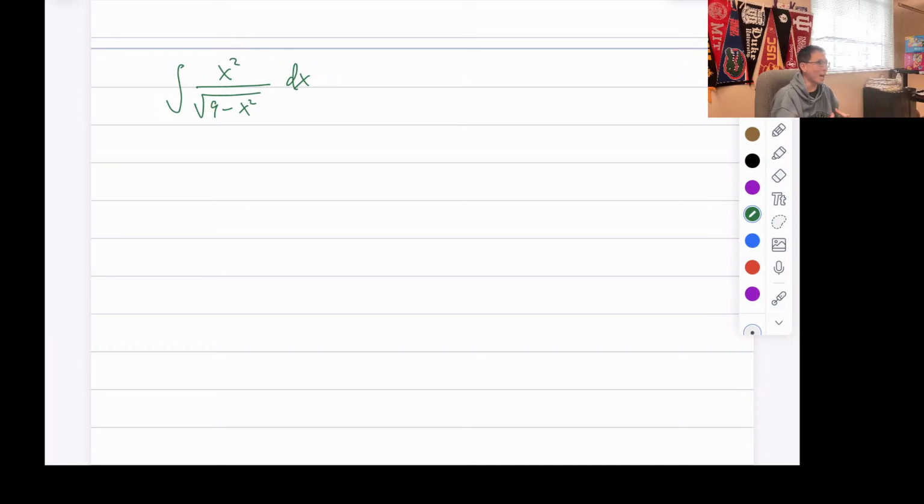So look at the bottom and decide which trig function I will use. And you have to be very good with algebra here.